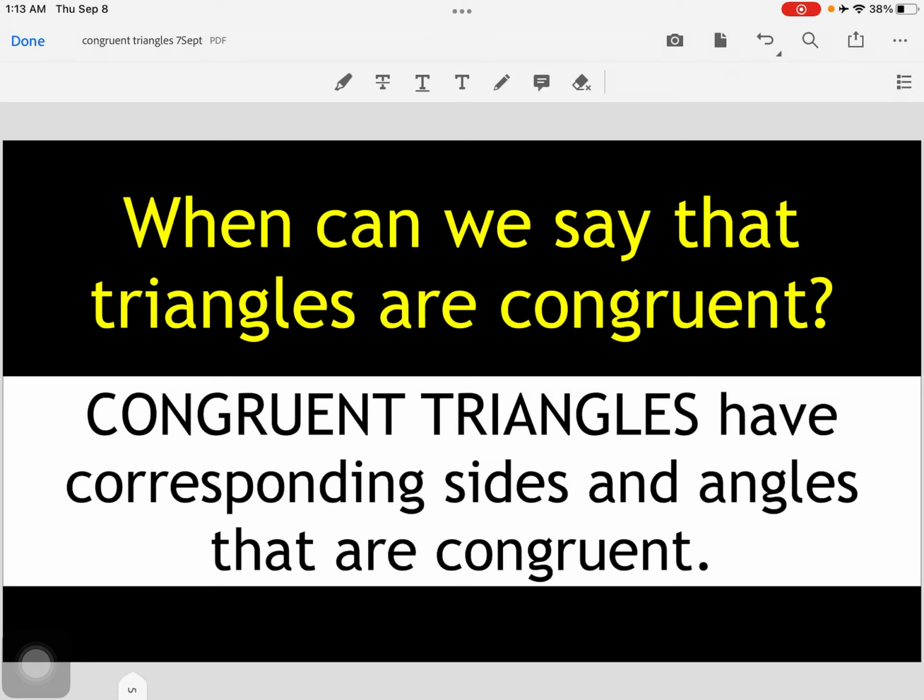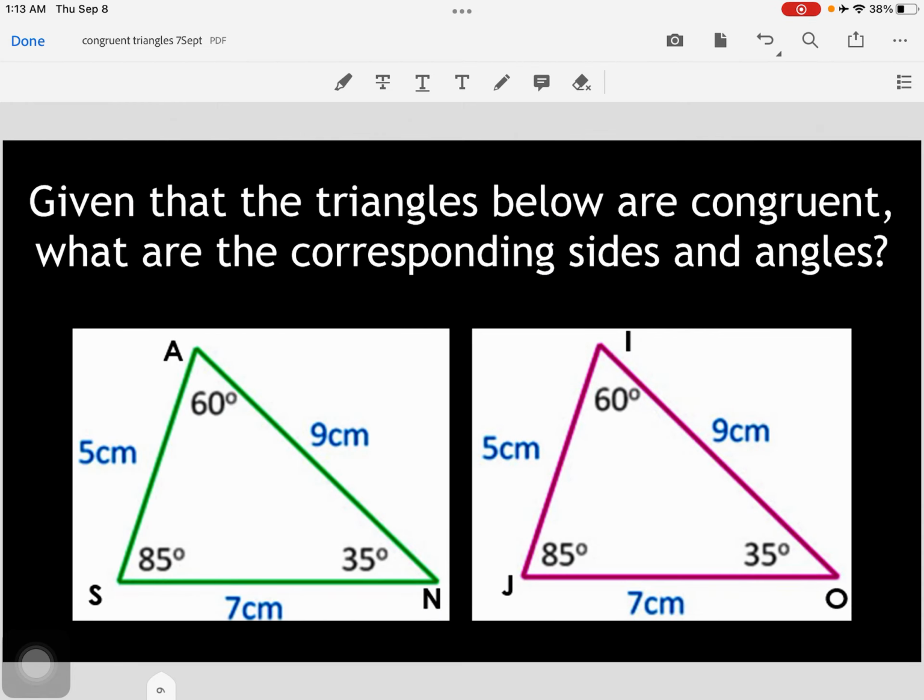When can we say that triangles are congruent? Congruent triangles have corresponding sides and angles that are congruent. So let's take a look at this example. What are the corresponding sides and angles? Our symbol for correspondence is this one.